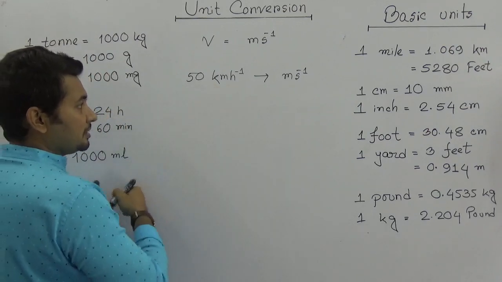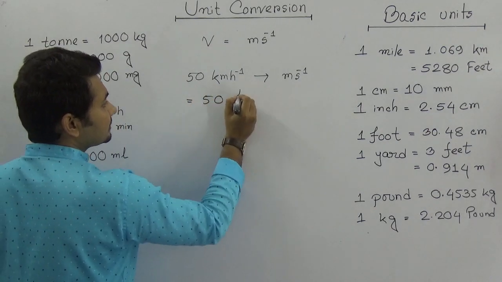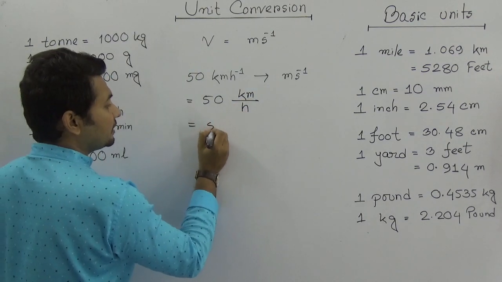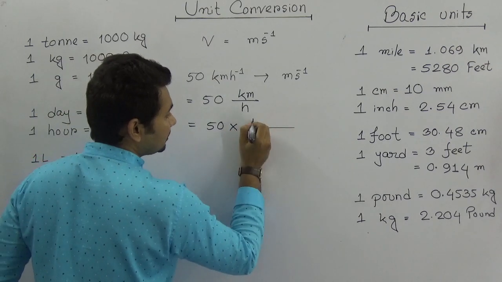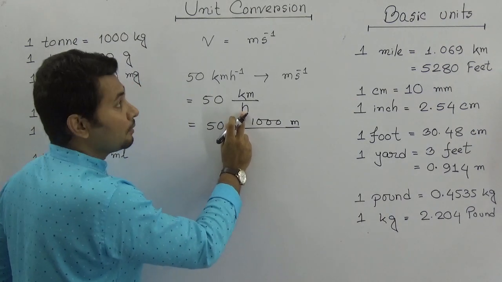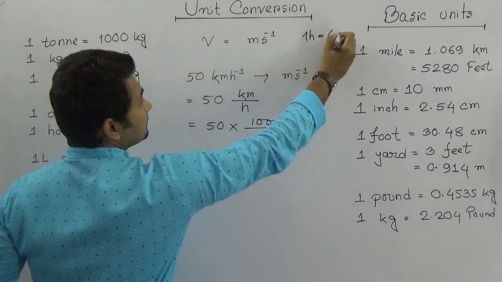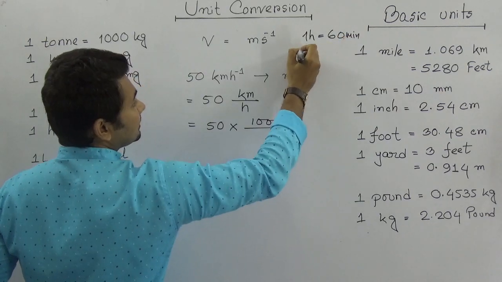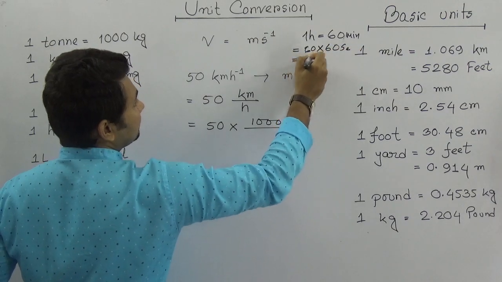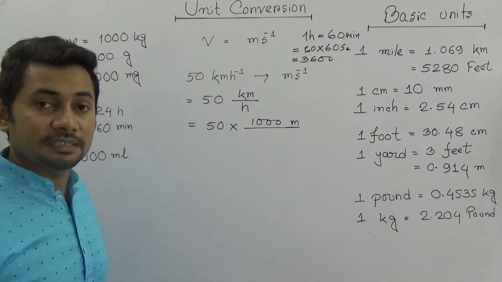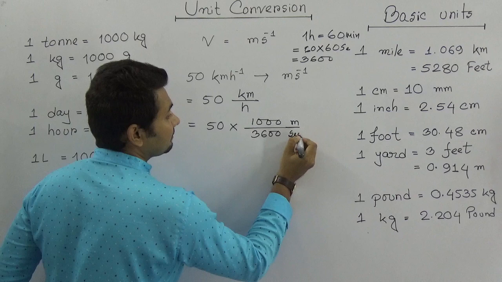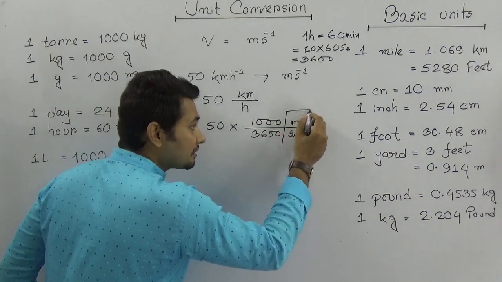In case of kilometer per hour, we need to convert kilometer into 1000 meter and hour into second. We know that 1 hour is 60 minutes, so 60 minutes is equal to 60 times 60 second, which is 3600 second. So if I divide by 3600 second, now I get meter per second.